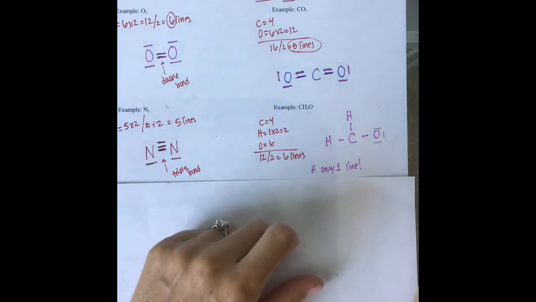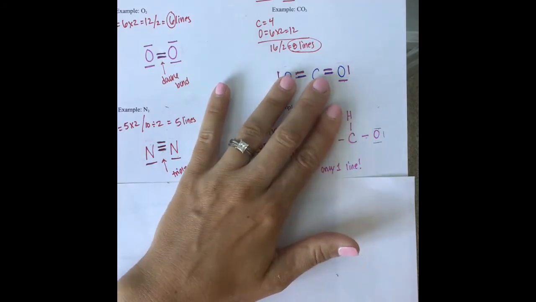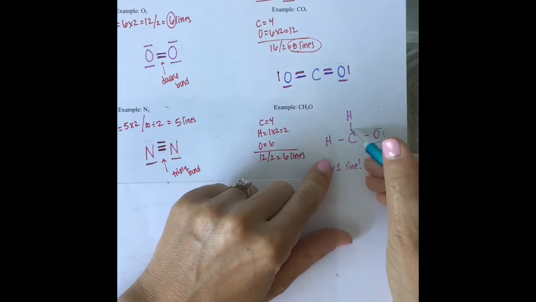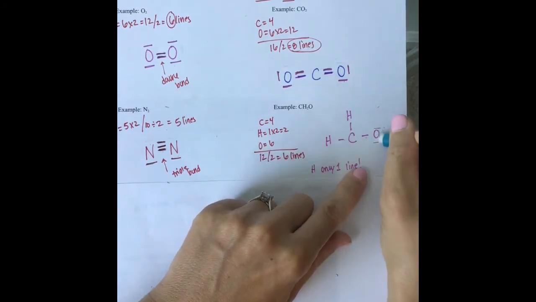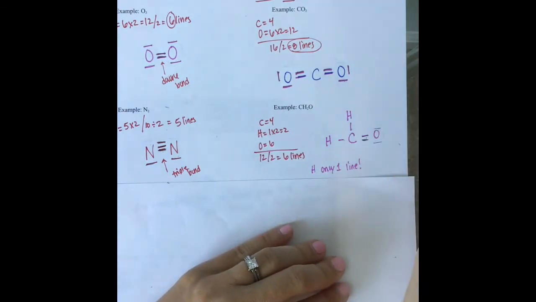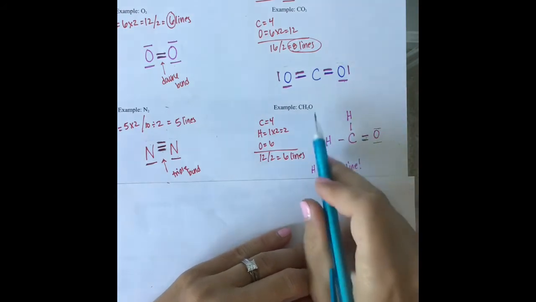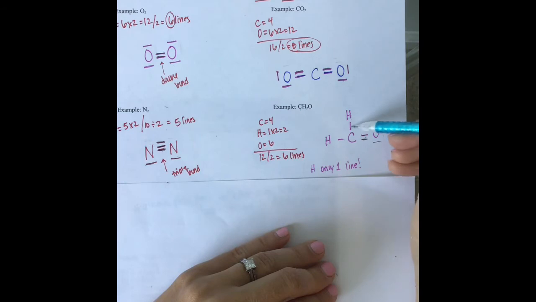Do I need to move any inward? Carbon only has 3 bonds to it, so you will need to erase or cross out one of your pairs on oxygen and create a double bond. This is how your final answer should look for CH2O. Hydrogen is happy with 1 bond to it, carbon should have 4, and oxygen should have 4.